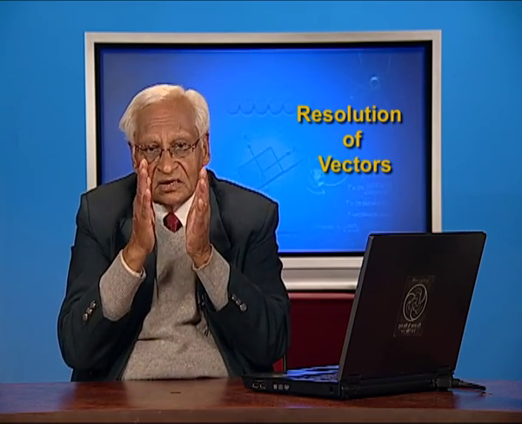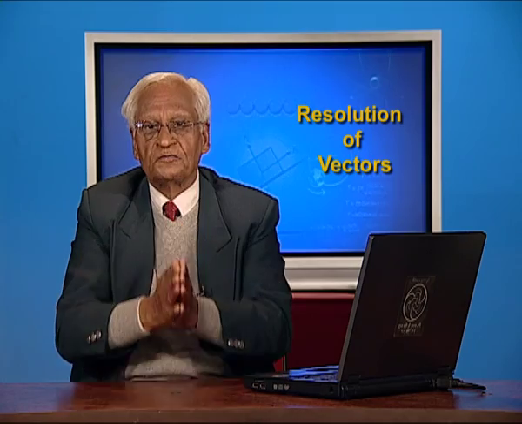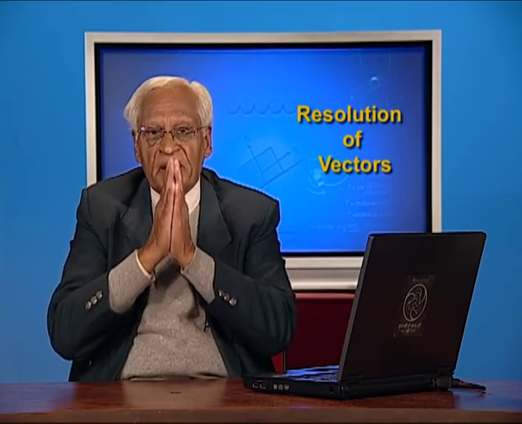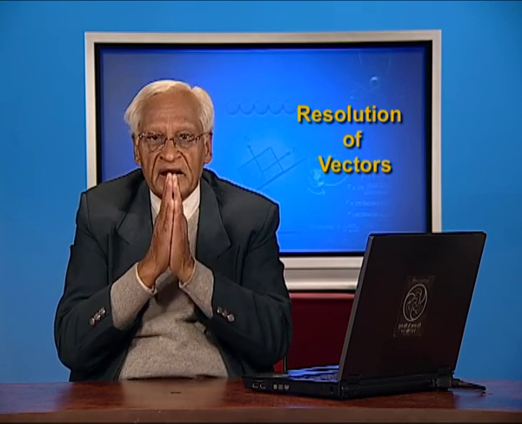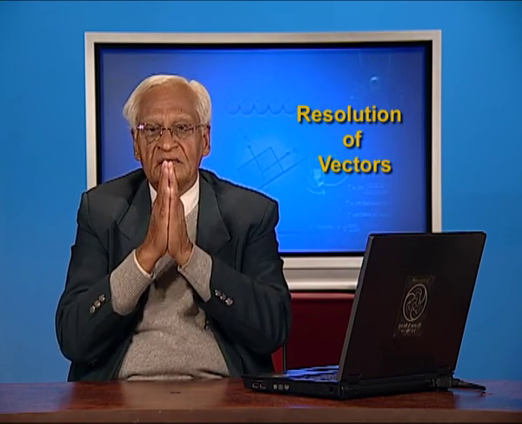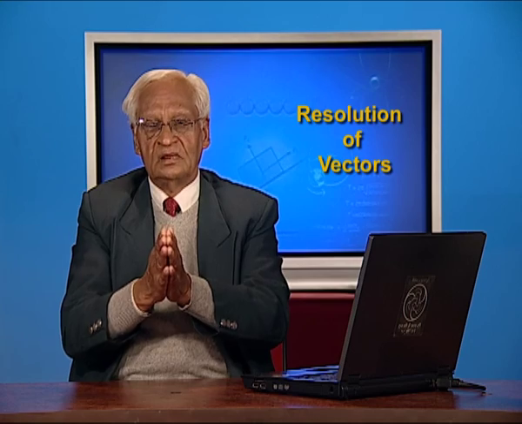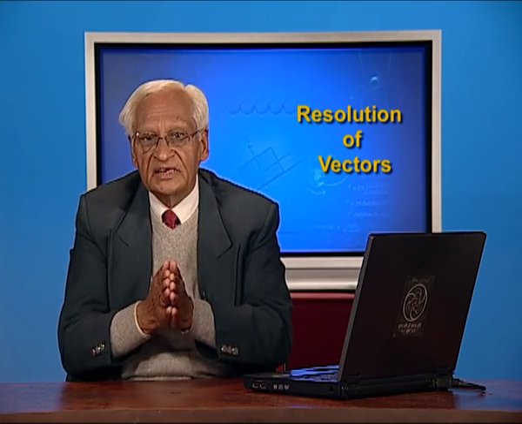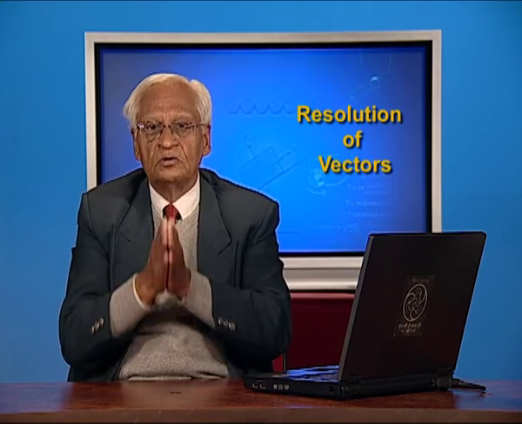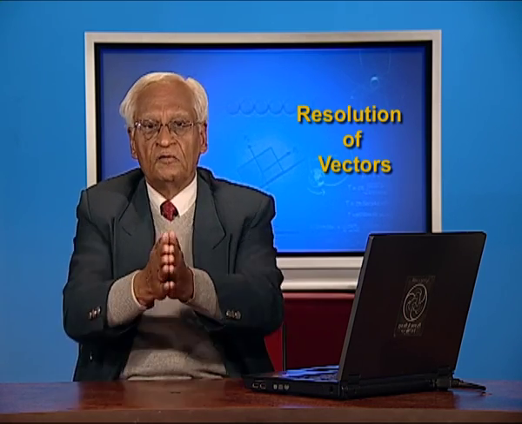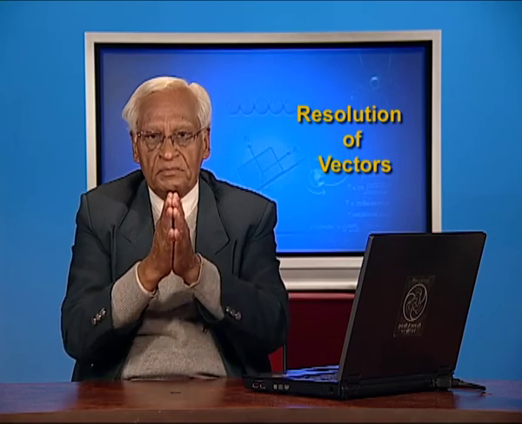Let me repeat the last time. The cross product of two vectors is perpendicular to both the vectors, and the direction of the vector is given by the right hand screw rule. If you remember this and if you can imagine a screw, then you can find out the direction of the product vector.